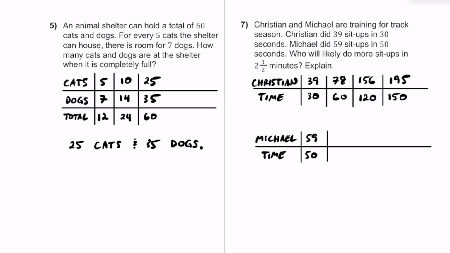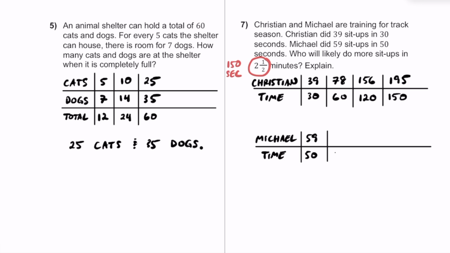Right? So again, this 2.5 minutes here, you can go ahead and convert that on the side. But again, 1 minute is 60 seconds, so 2.5 minutes is going to be 150 seconds. So that's kind of the number that we're looking for here. Now, what about for Michael?